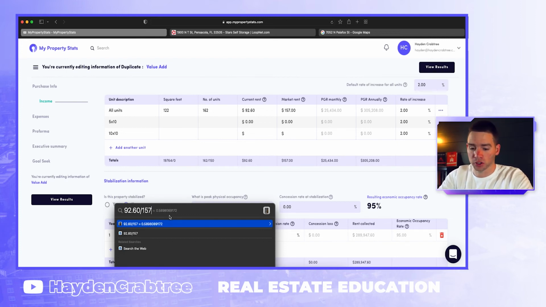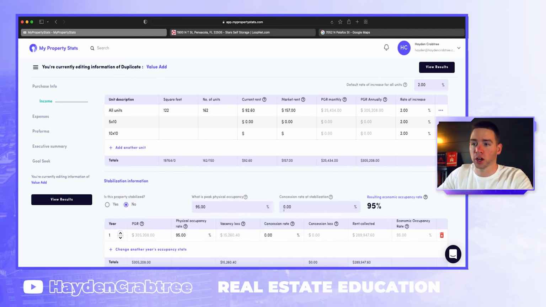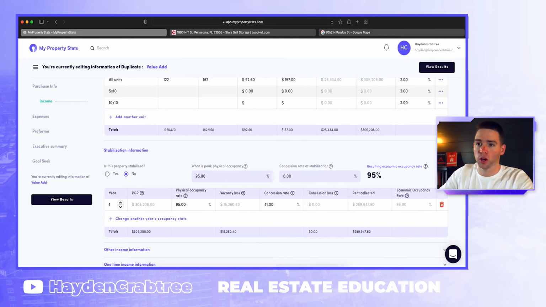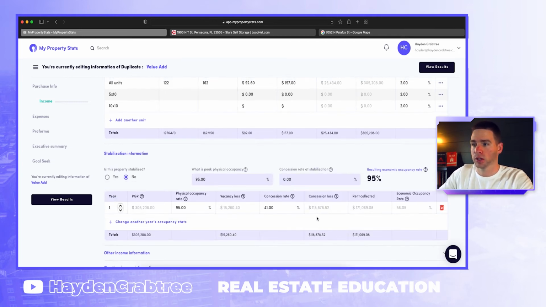So really what I'm going to do is subtract 1 out of this. So I'm going to do 1 minus that, and it's going to give me a 41%. So our concession rate is 41% here. And you can see what that 41% concession rate does is gives us a rent collected of around $171,000.